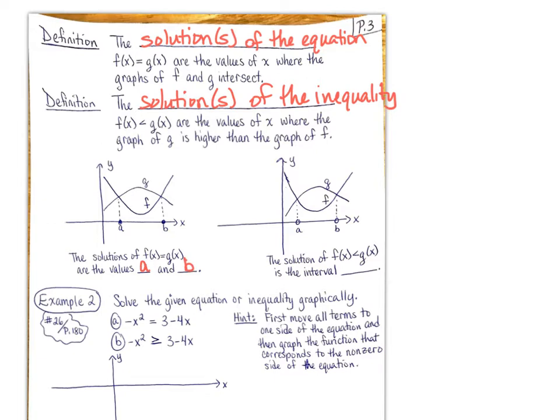To illustrate the second definition, notice that I've given you the graph of G and the graph of F. Now, it says the solutions of the inequality, f of x strictly less than g of x, are the values of x where the graph of G is higher than the graph of F. For what x values is the graph of G higher than the graph of F? Interval notation.